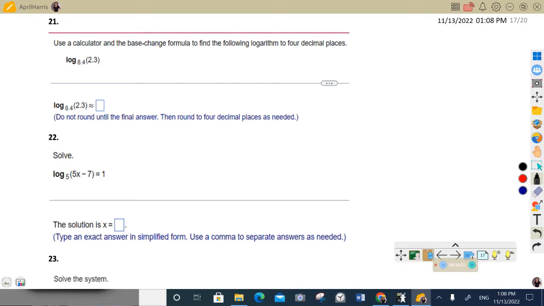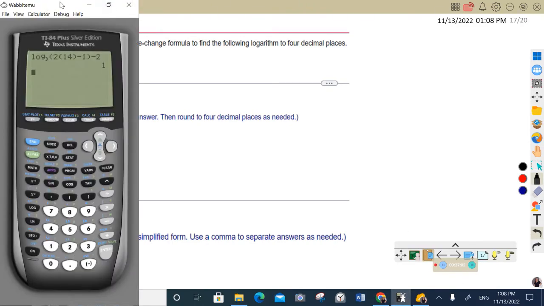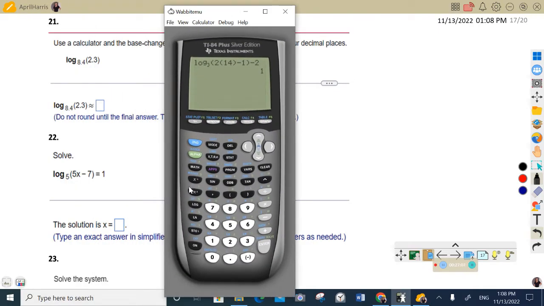Okay, 21 wants us to use the calculator and the change of base formula. We don't need the change of base formula because our calculator will type this in just like we see it. So I'm going to go to alpha window and number 5, and my base is 8.4, and 2.3 is in the parentheses. And we get 0.39136. It wants you to round to 4 decimal places.